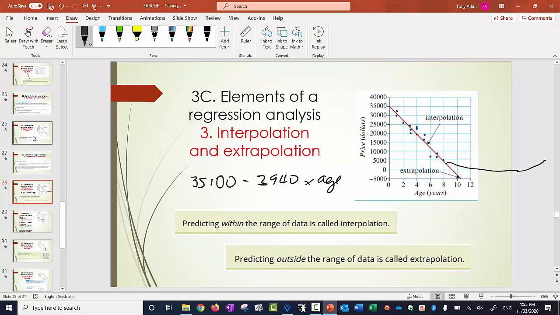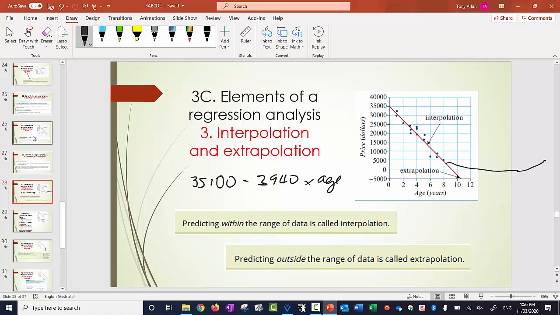So extrapolation, using the equation, is not predictable. It's not a good prediction, I mean. Agree? Inside the range of numbers that we've been given, it's a good prediction. Outside, it's not. So when you're asked to make a prediction, decide whether it's interpolation or extrapolation, and then say whether it's going to be a good prediction or whether it's unreliable.